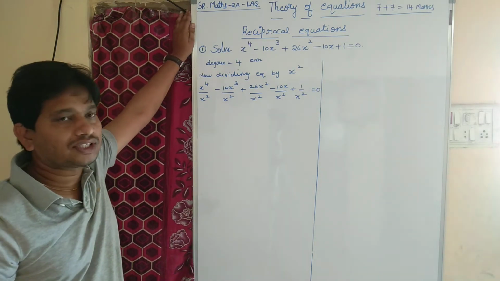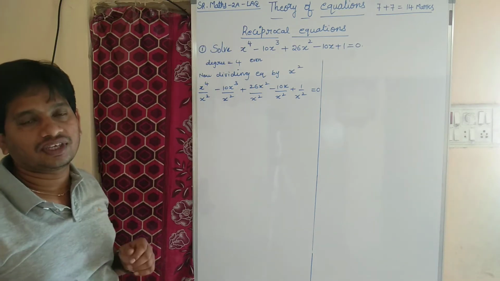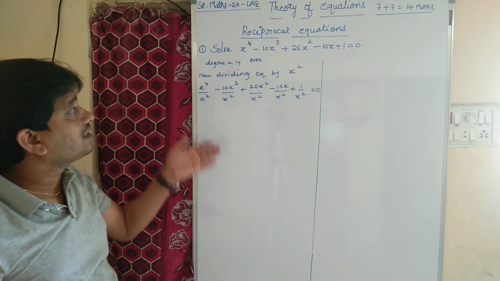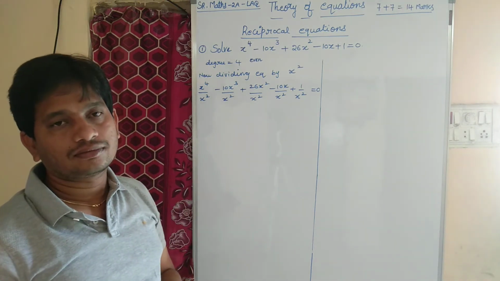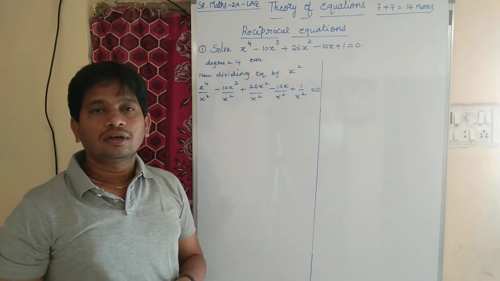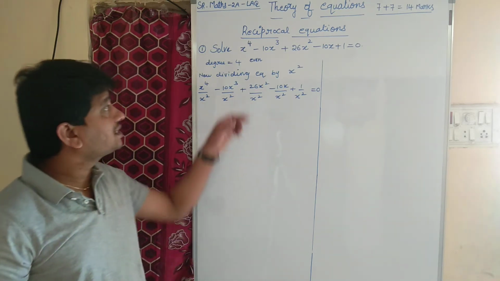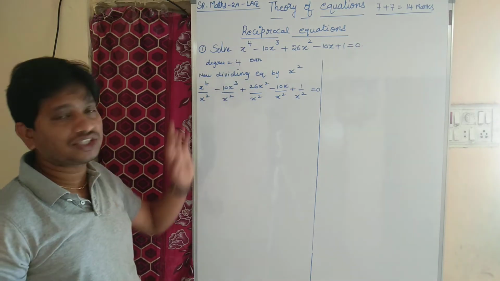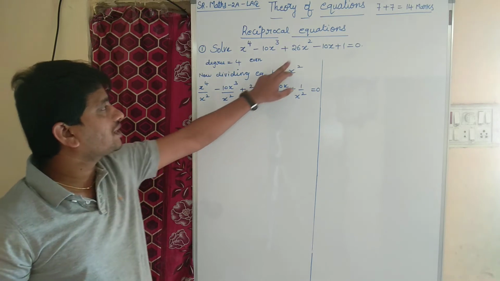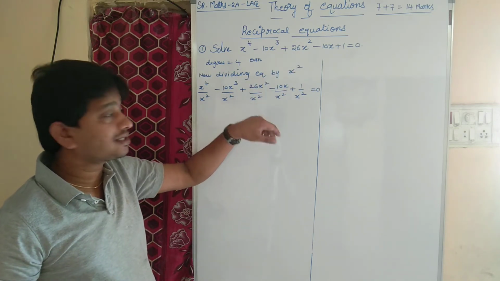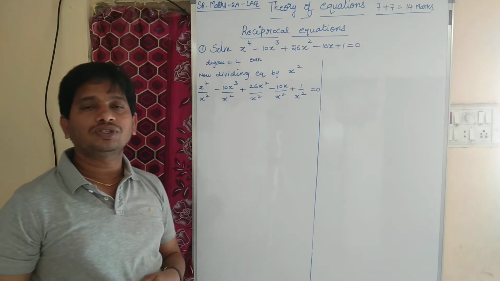Children, are you understanding? As the degree equal to 4, which is even degree, the given equation is the standard form of reciprocal equation. Hence, we need to divide the given equation by x square. So each and every term we have to divide by x square. x to the power 4 by x square minus 10x cube by x square plus 26 x square by x square minus 10x by x square plus 1 by x square equal to 0.